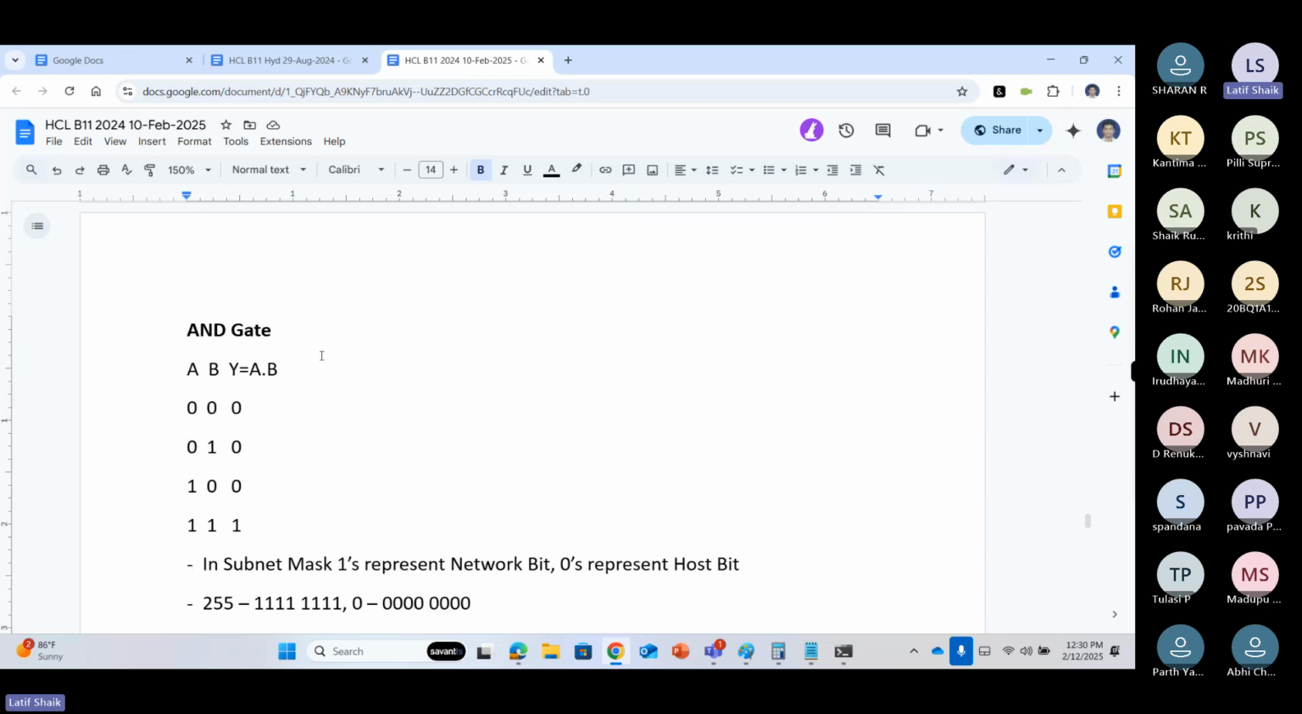AND gate operation. What is an AND gate operation? It means if both are ones, the output is one. If anything is zero, the output is zero only. Either 0 0, or 0 1, or 1 0, it is 0.